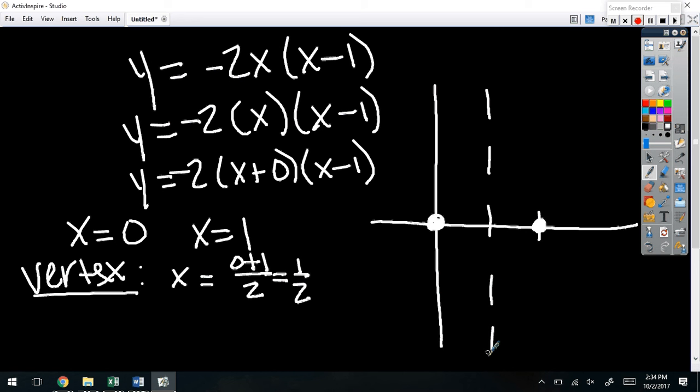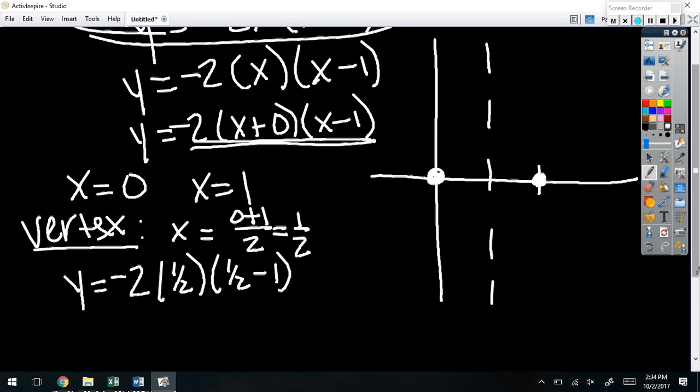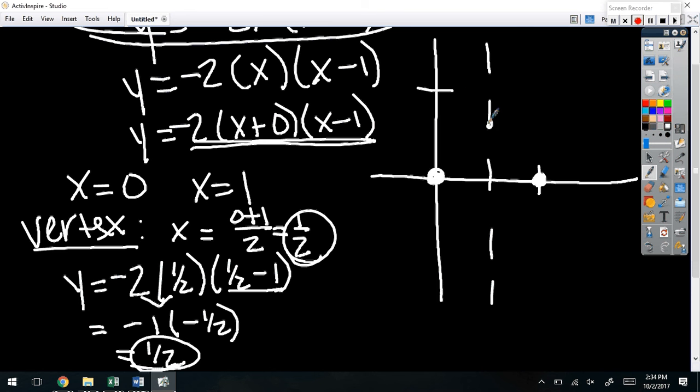All right. Plug it in to find y. I'm going to plug back into this original equation just in case I made some mistake here. I'm going to go back to what I started with. 2 times 1/2, 1/2 minus 1. Negative 2 times 1/2 is negative 1. This is negative 1/2. What is negative 1 times negative 1/2? 1/2. So up 1/2. Do you see how much easier this form is? The only math I'm doing is to find the vertex. Other than that, I'm pulling the information from the problem. Does that make sense? Yes, ma'am.